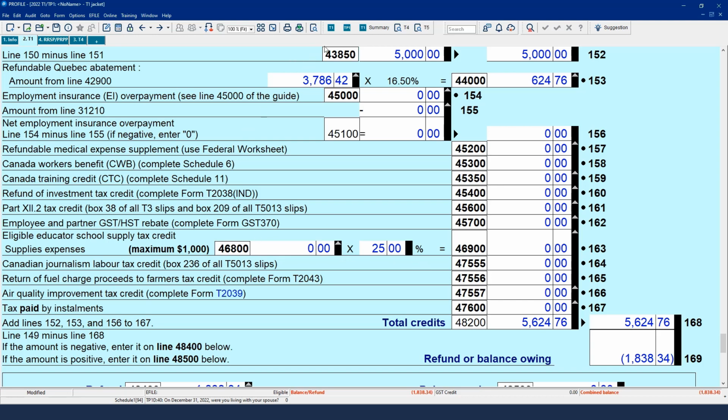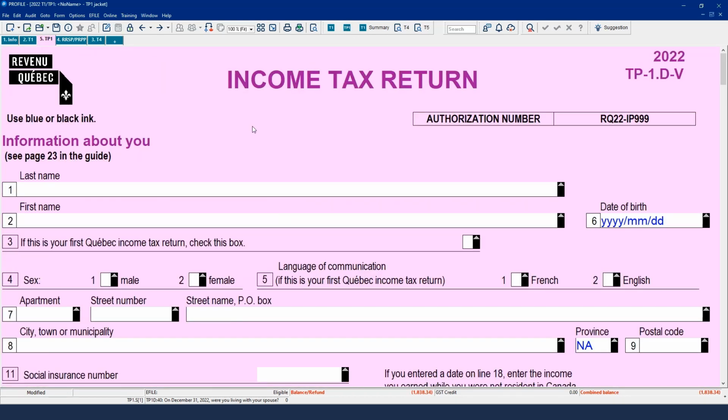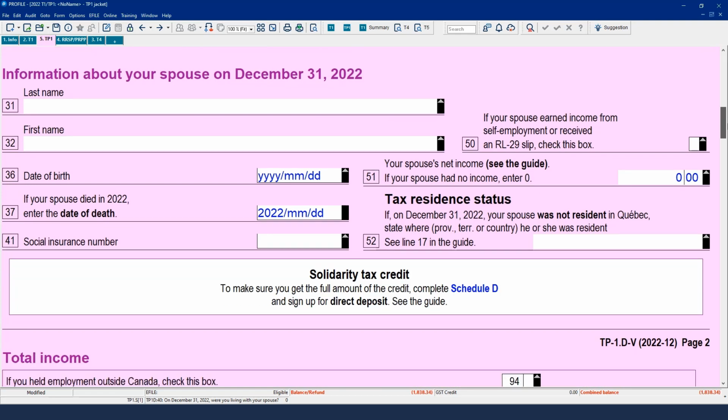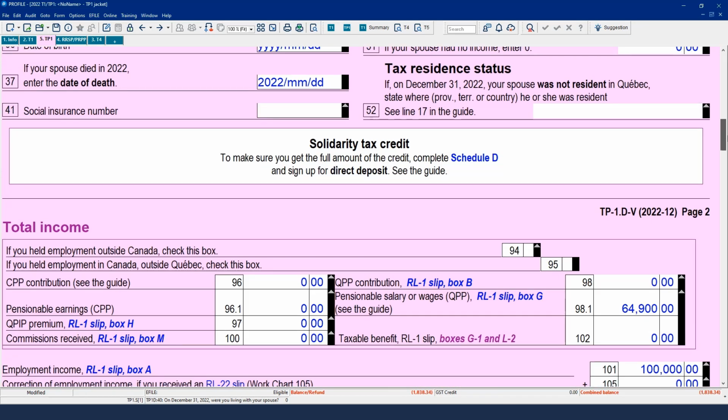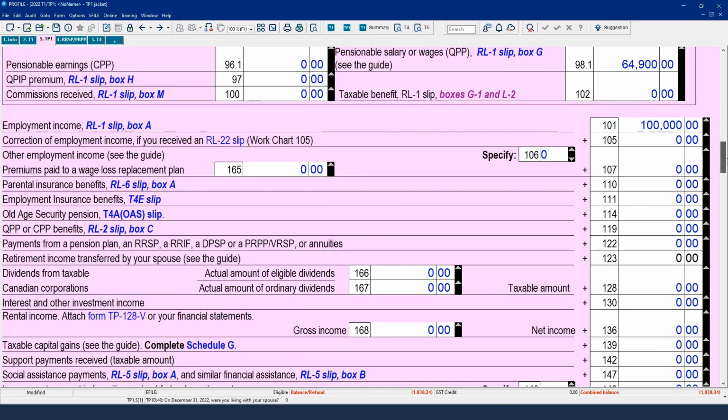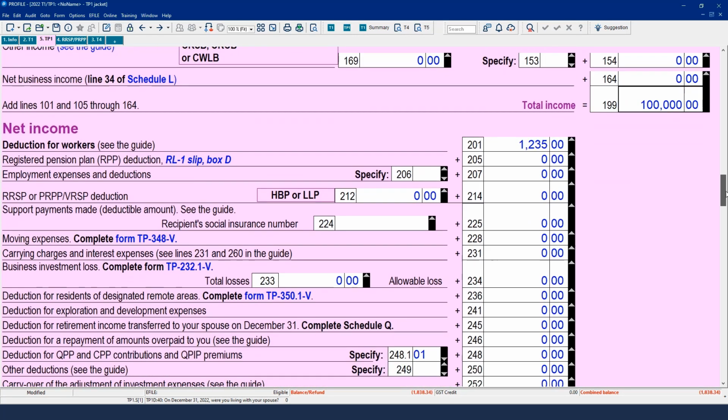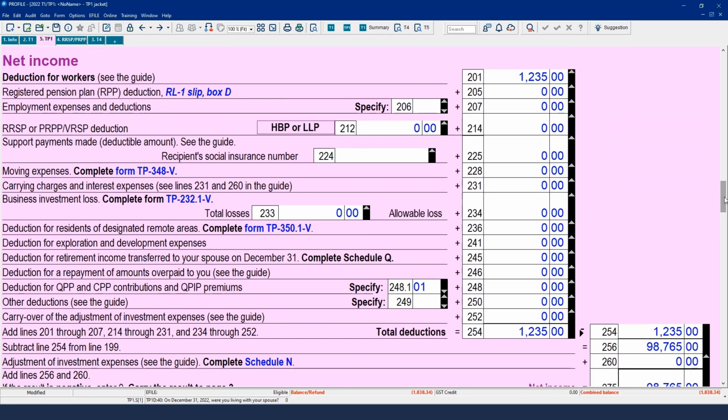Now, in the example of Quebec, it's got its own return completely. It's a whole separate calculation. It's very similar, but it is a completely different return. But as you can see, it's got 100,000 of total income. The RSP counts as well. Now it's not here because I did an override on the T1, but if I entered the RSP correctly in the tax return, it would have flown correctly on the TP1. The TP1 is the Quebec tax return.